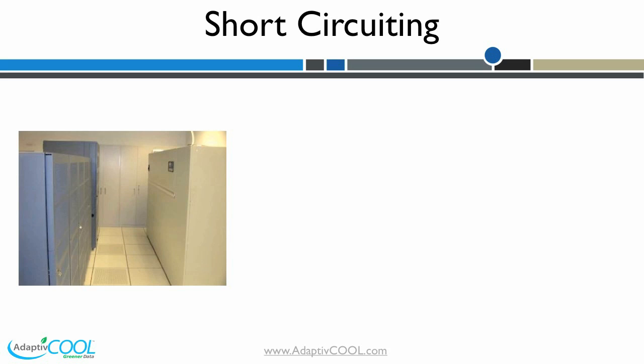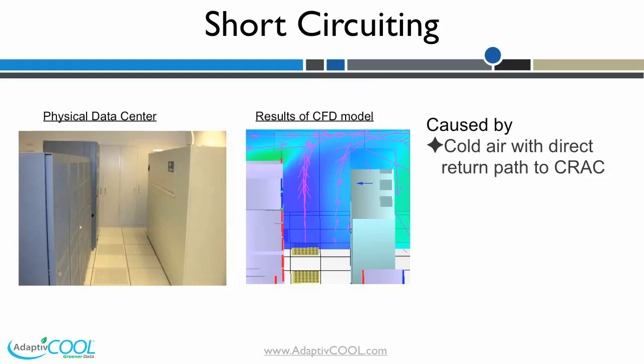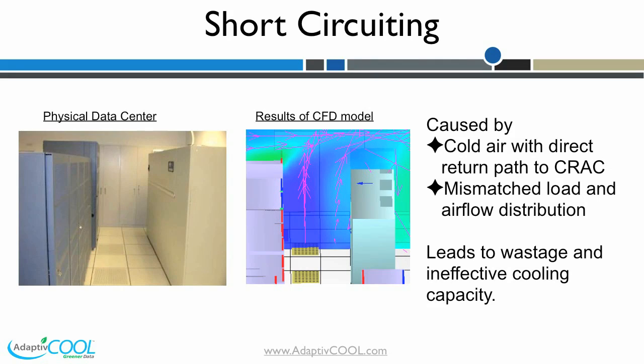The cold air discharged from the floor can return directly to the CRAC without cooling any servers. This can happen if the heat load and the airflow distribution are not matched. Excess cold air returning to CRACs mixes with hot air from servers and reduces CRAC return air temperature. This, in turn, affects the temperature of cold air generated by the CRACs and raises the underfloor air temperature.